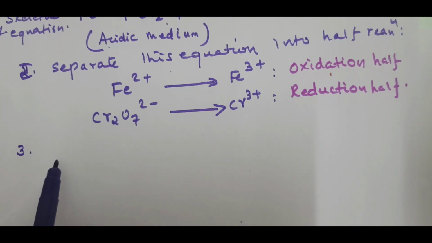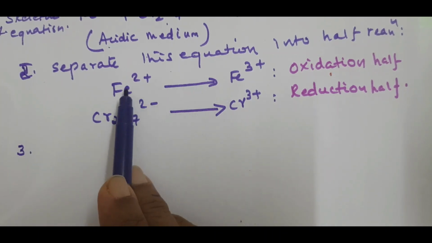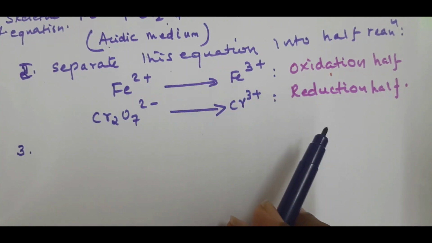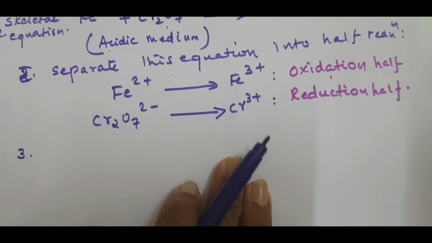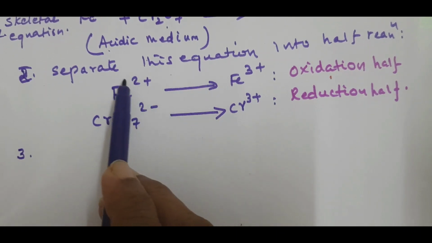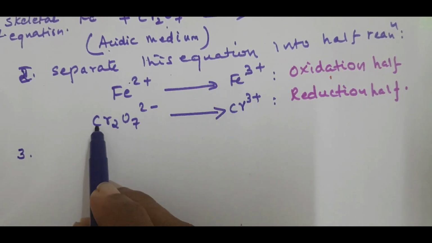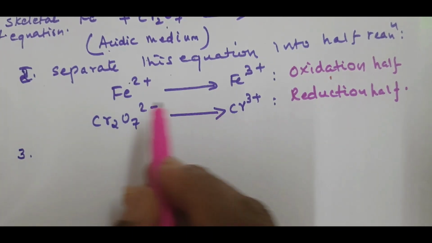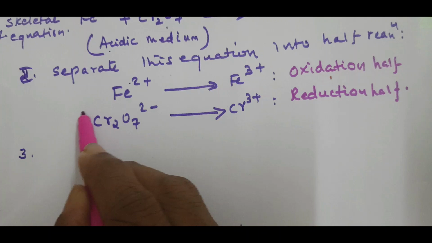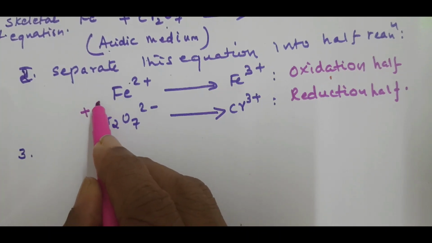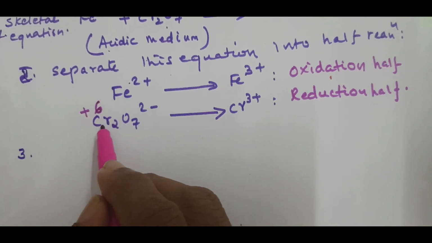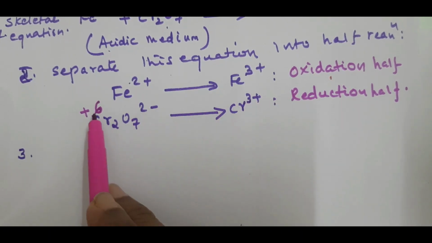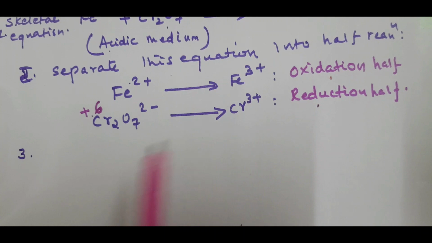Now, the third step is to balance. So you have written the separate oxidation half and the reduction half. Correct? For Fe, the oxidation number is plus 2 and this is plus 3. Correct. Now what about the chromium? Here we will see how the reduction happens. Earlier we saw this is plus 6 and plus 3. So the oxidation number is decreasing. So it is reduction. Correct.